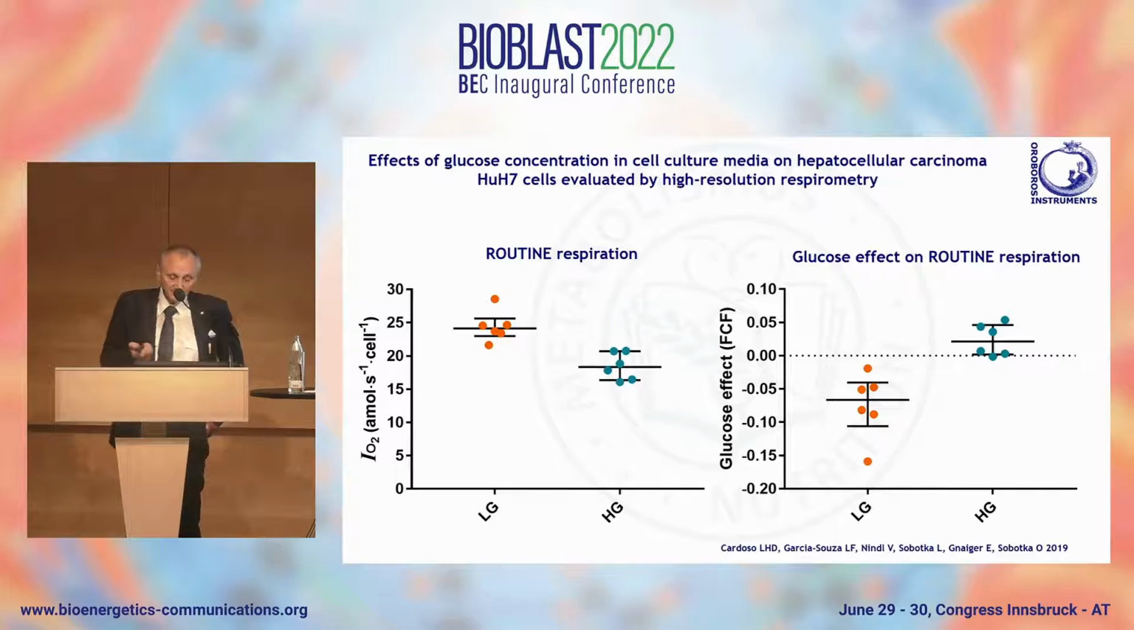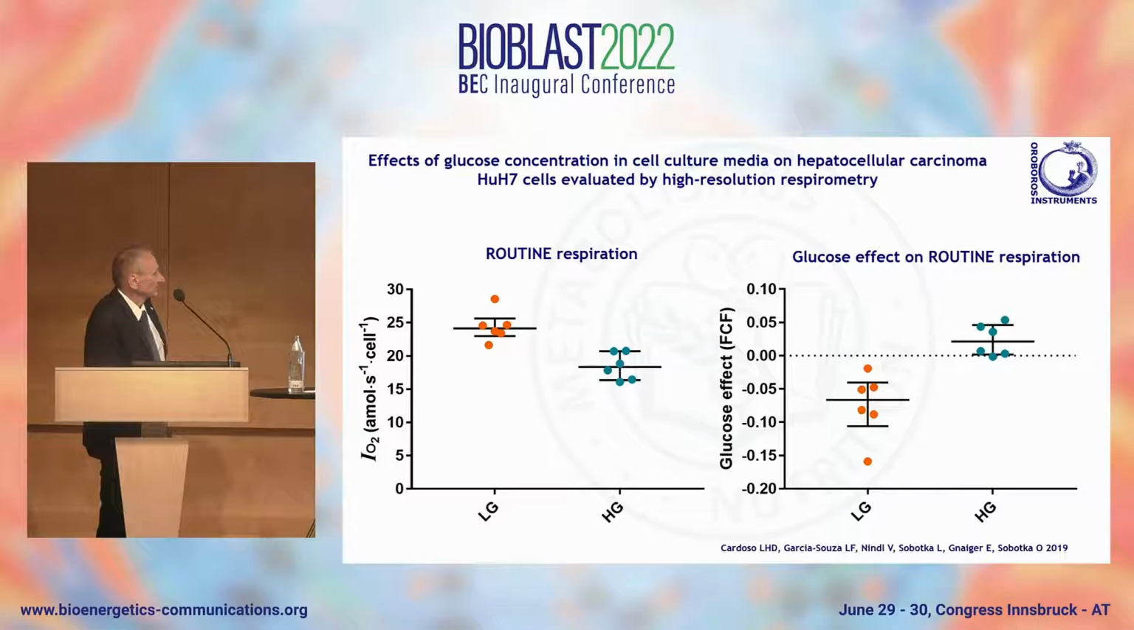Our in vitro data demonstrated the Crabtree effect in hepatoma cells, where we showed that during routine oxidation in high glucose medium, the oxygen consumption was lower than during low glucose, and when we added glucose, we decreased routine oxidation. And of course there was no change when the cells were growing on high glucose.